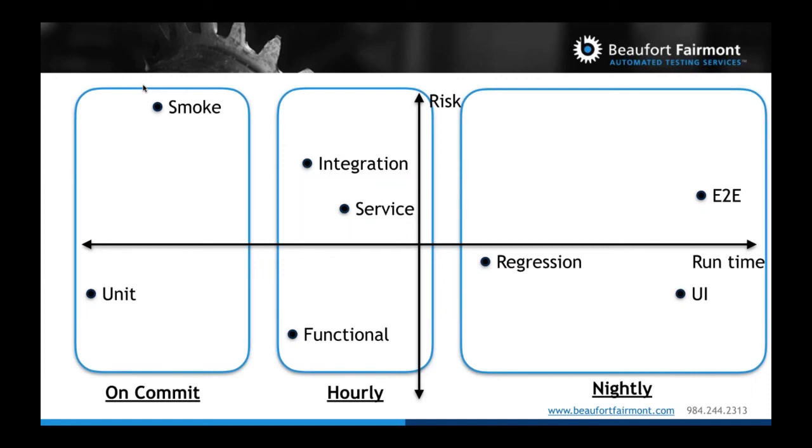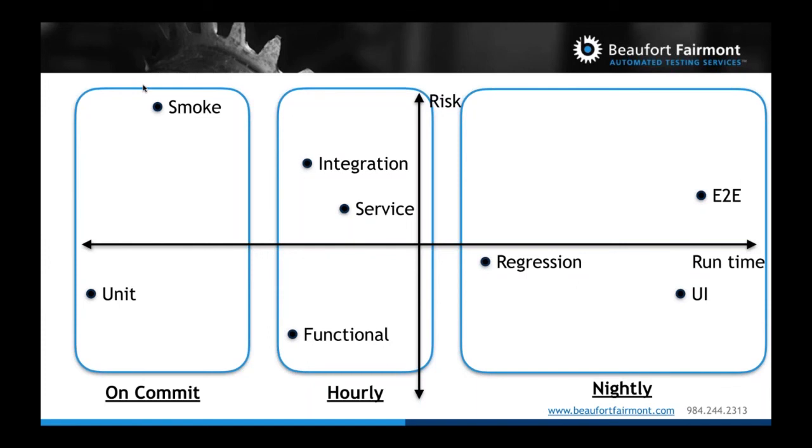With this hypothetical Acme company, this is the way we broke it up. Most of these systems will have a commit hook where when a developer does a commit, it will automatically run certain tests. So in this case, on commit, we're running smoke and unit tests. Every hour, we're running integration, service, and functional tests. And then nightly, maybe these take 5 hours to run or 12 hours to run, we're running these E2E, UI, and regression tests.